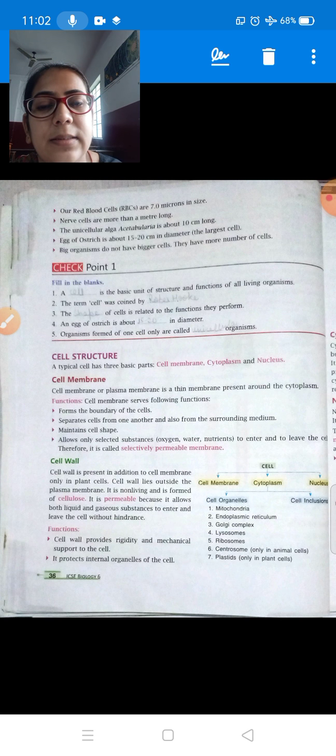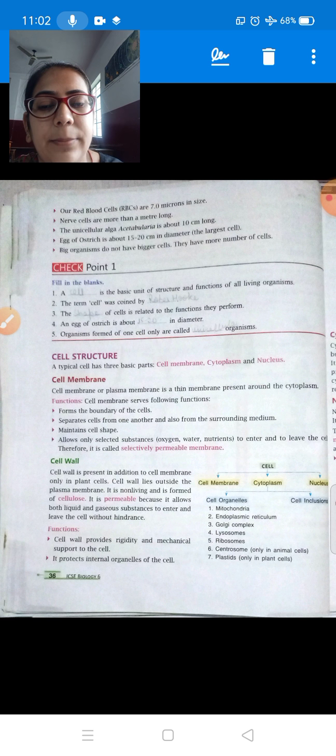And students, it is made up of carbohydrate, protein, and fat. Mainly it is made up of fat and protein. Carbohydrates are also there. So the cell membrane is made up of fats and proteins. And one most important feature of the cell membrane is that it is selectively permeable.